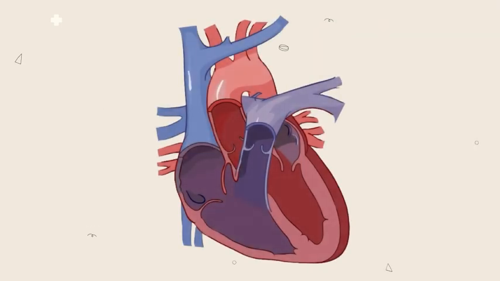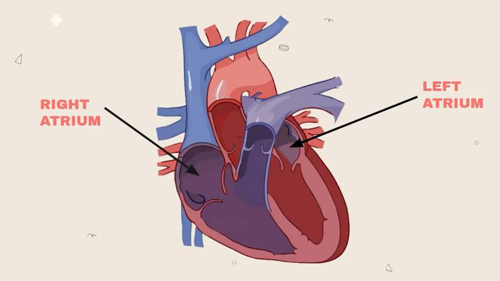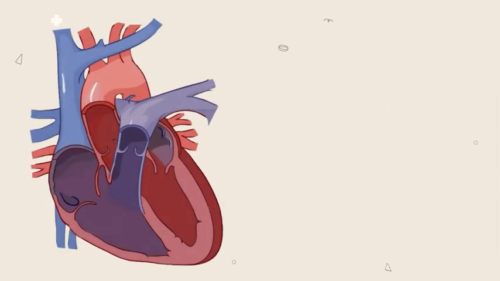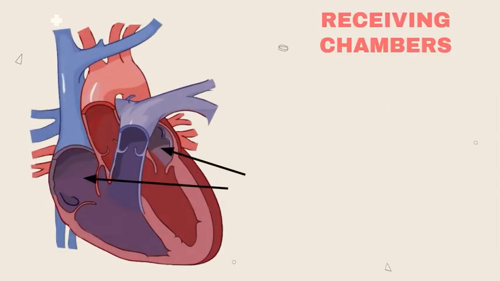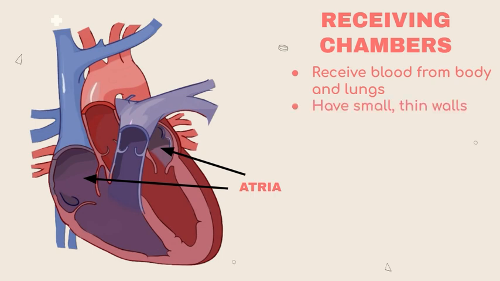The two chambers that occupy the top of the heart are known as the right atrium and left atrium. These are known as atria and are the receiving chambers of the heart. They receive blood from the body and lungs. They have small, thin walls and collect, store, and push blood to the ventricles.